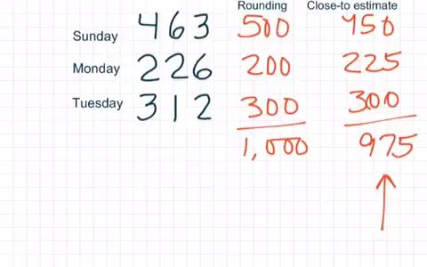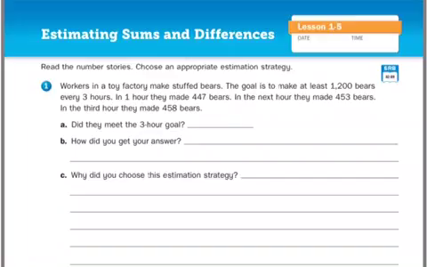So I want you to now practice this a bit, and you're going to do that by looking at your journal page 11. Journal page 11 says, read the number stories, choose an appropriate estimation strategy. Number 1 is workers in a toy factory make stuffed bears. The goal is to make at least 1,200 bears every 3 hours. In 1 hour, they make 447 bears.